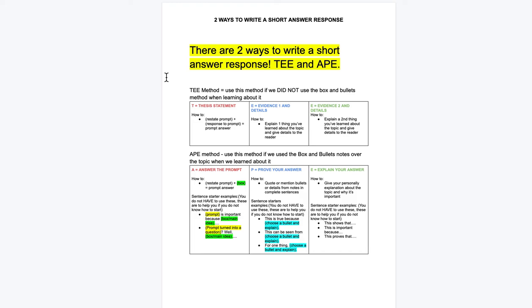So now that you have watched this, go complete part 3 in your week 22 assignment worksheet. You should be able to do it now, the little exercise to figure out the correct way to use the APE method when you're responding to a prompt. If you need to, rewatch this video to see the difference between the T method and the APE method when you're writing a short answer response, okay?